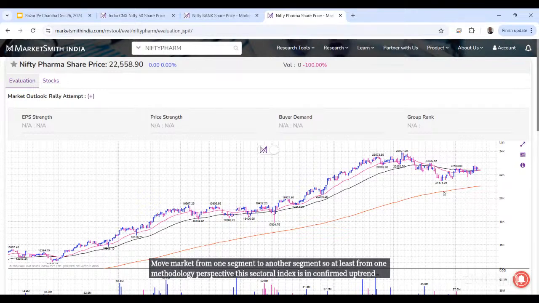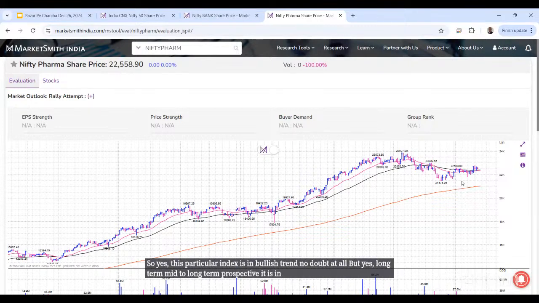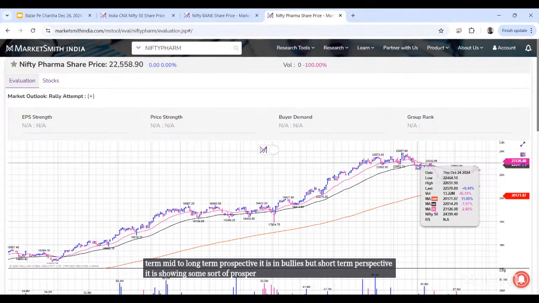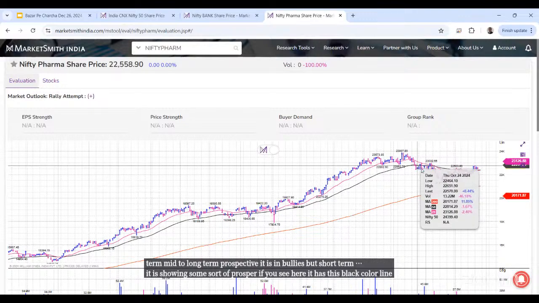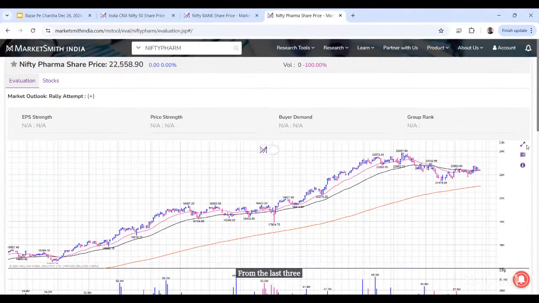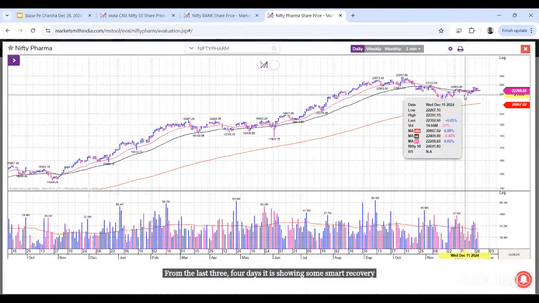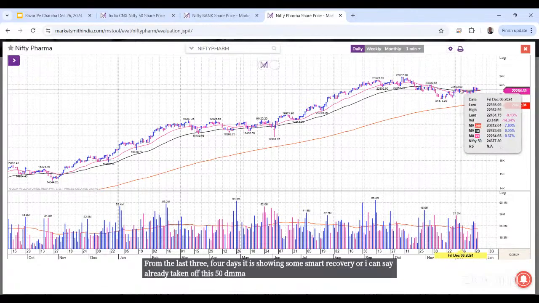If I talk about the technical perspective, general or advanced, this particular index is in a bullish trend, no doubt at all. Mid to long term, it is bullish. But from a short term perspective, it is showing some sort of pressure. If you see here, it has breached this black color line, that is the 50 DMA, and then remained traded below the 50 DMA. From the last 3-4 days, it is showing a smart recovery, or I can say a retaking of this 50 DMA. And from the last 4 trading sessions, it is holding.